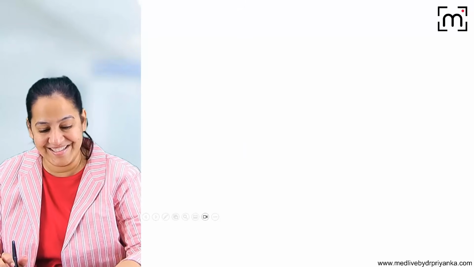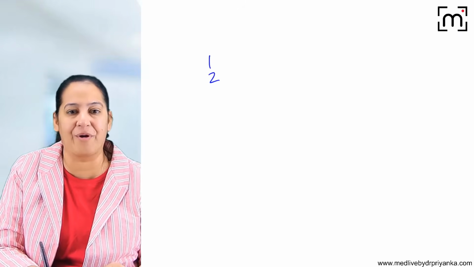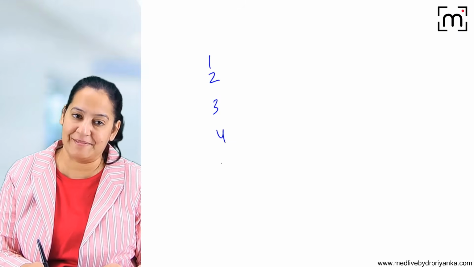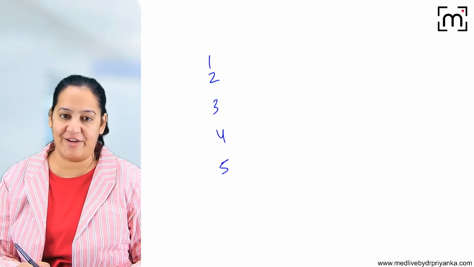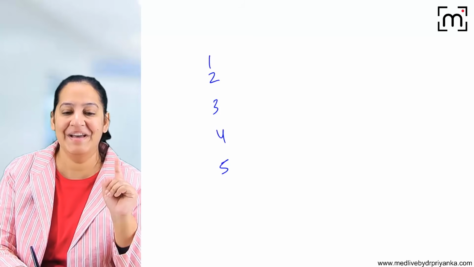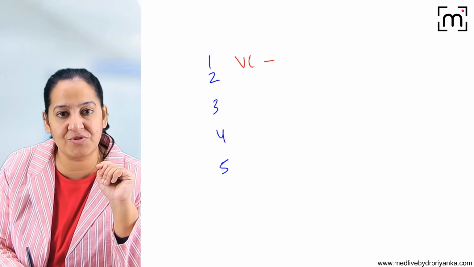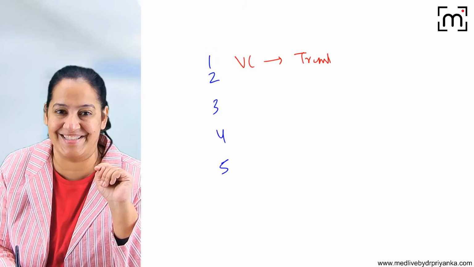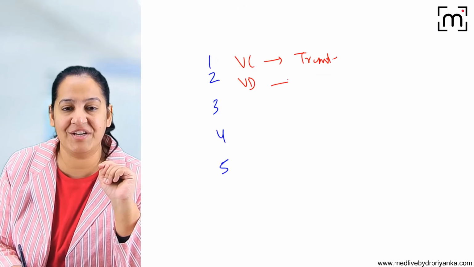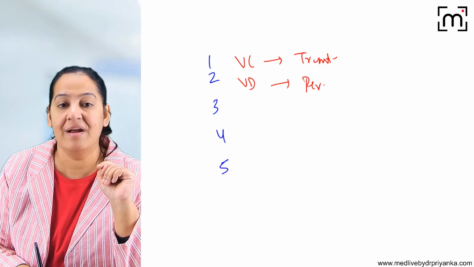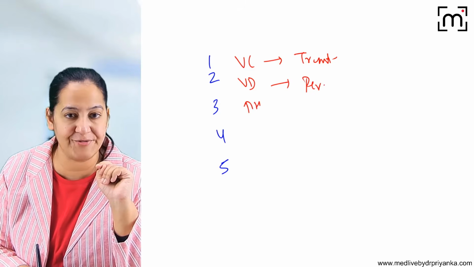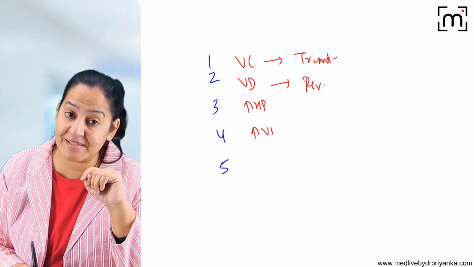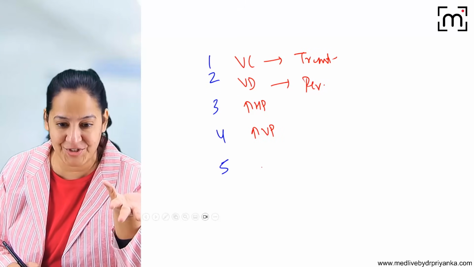What we have studied till now is 4 steps out of the 5. I'm teaching you the vascular events of acute inflammation. Let's revise. The first step I taught you is vasoconstriction, which is transient in nature. Second, vasodilation, which is persistent in nature. Third, increased hydrostatic pressure. Fourth, increased vascular permeability. And the fifth I want to teach you right now.